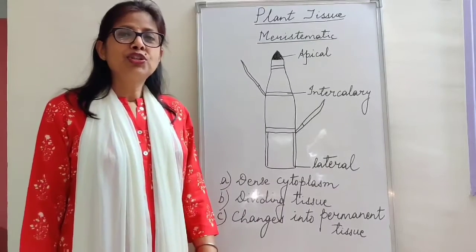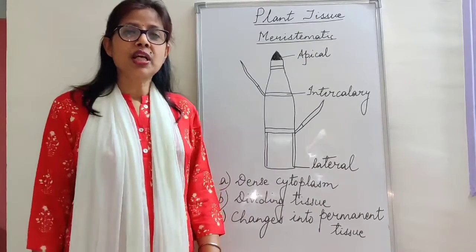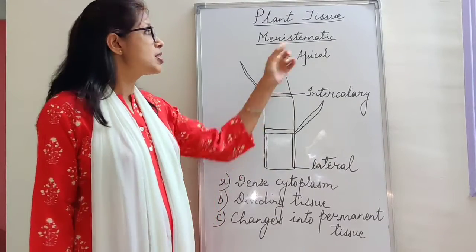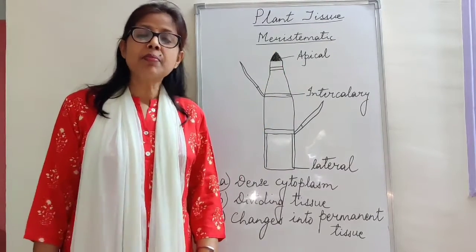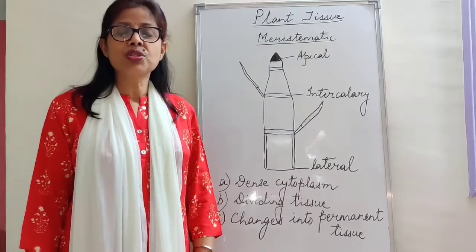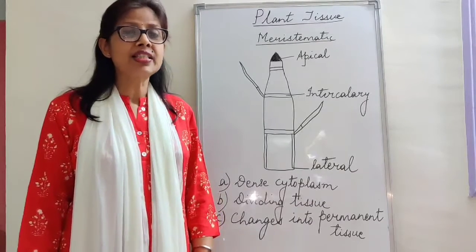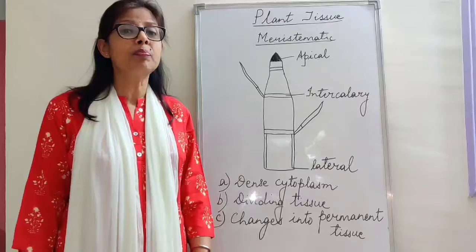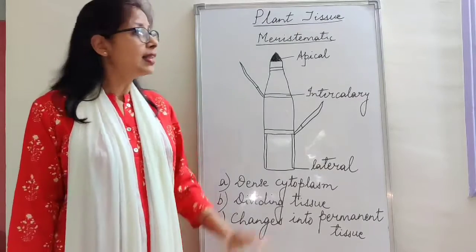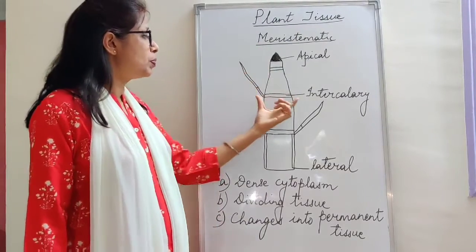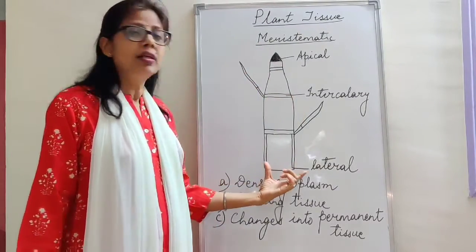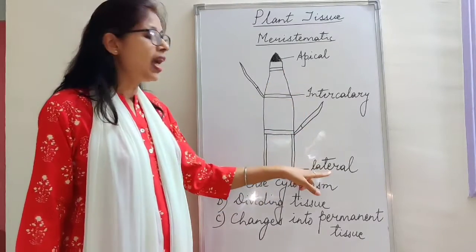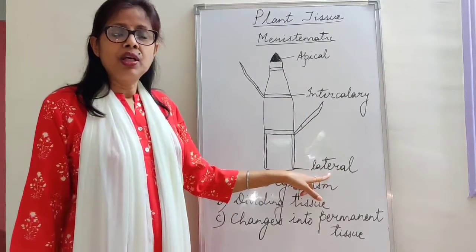Hello students, today before we start to study about complex tissues, a quick revision on meristematic tissue. Meristematic tissues are those tissues which are called dividing cells or dividing tissues, which are found at the growing parts of the plant. That is, they are found at the top, at the side and at the middle. So they are called apical, intercalary and lateral.